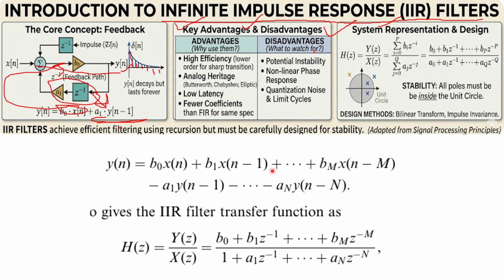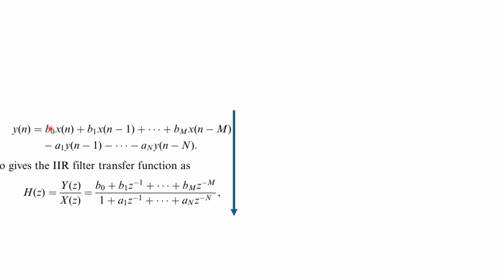If you are delaying by some amount, you can find out correspondingly the transfer function, the IIR transfer function, that is the infinite impulse response transfer function, right? And this is one of the very important equations. Okay, so again, I'm repeating the same equations so that you can understand.